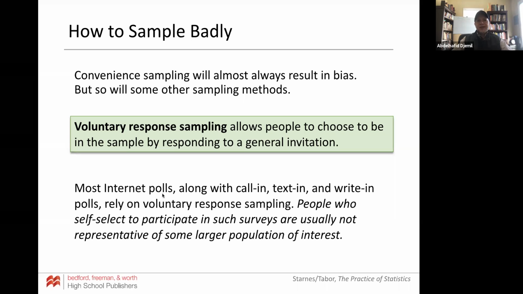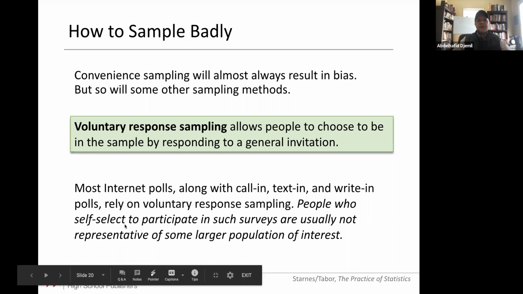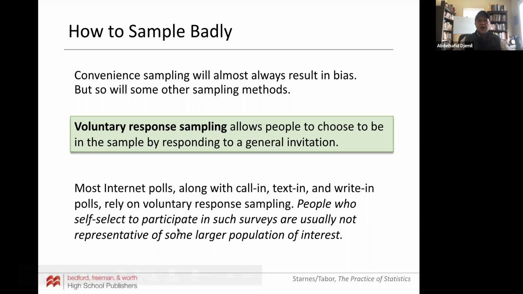Most internet polls, call-in, text-in, write-in polls rely on voluntary response sampling. People who self-select to participate in such surveys are usually not representative of some larger population of interest. Probably those who don't like your song will never answer you, will never reply to you. Only those who like the song will say, yes, we like it.